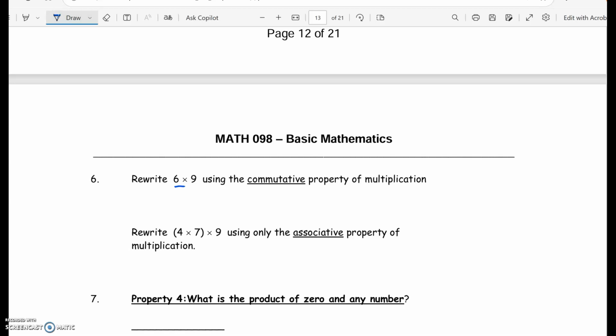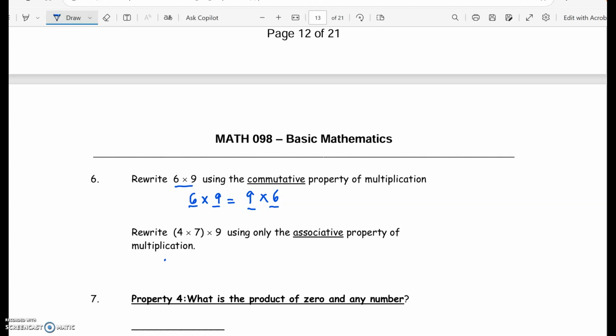So it says rewrite 6 times 9 using the commutative property of multiplication. So 6 times 9 is equal to 9 times 6. Commutative property is used when you switch the order of the numbers on the right side. Let's say 6 times 9 is the order on the left. 9 times 6, the order has changed, so we've used the commutative property.